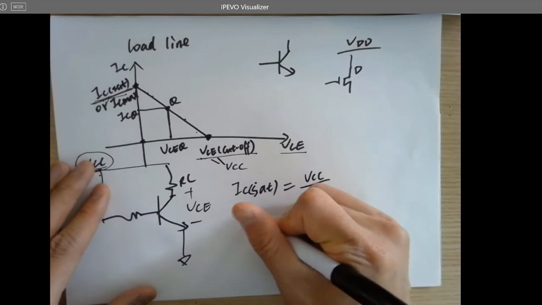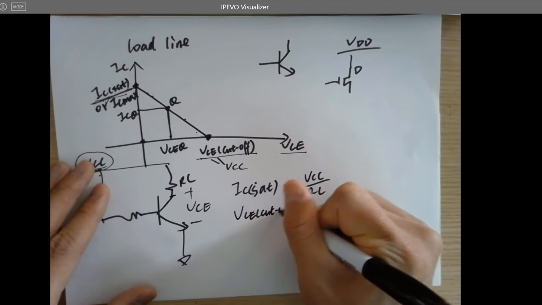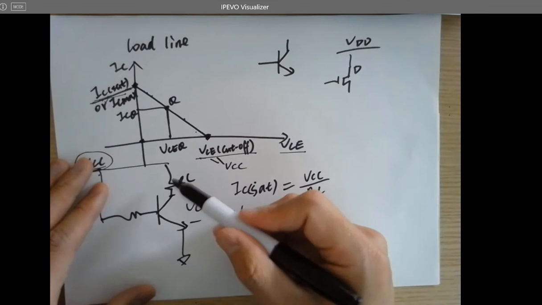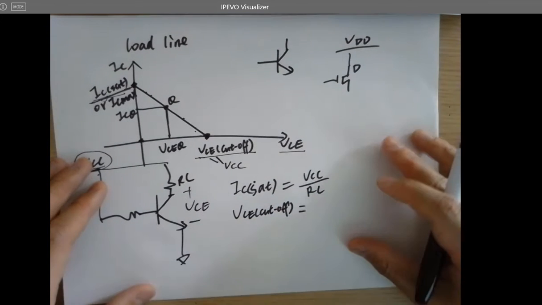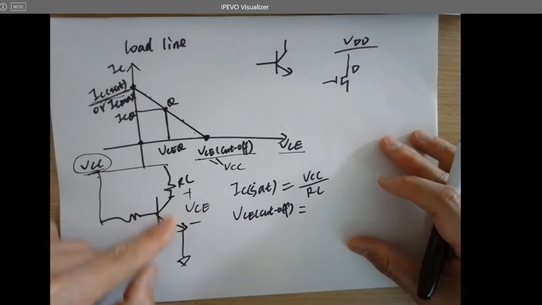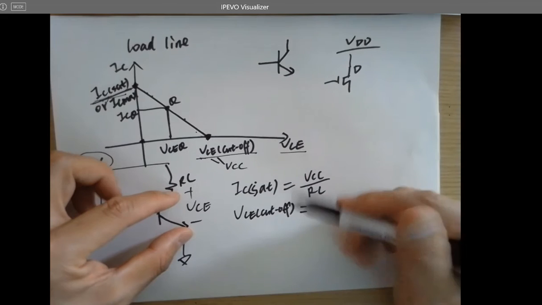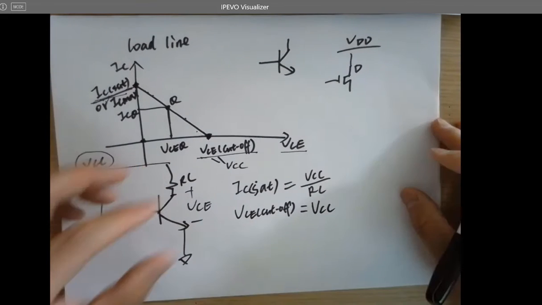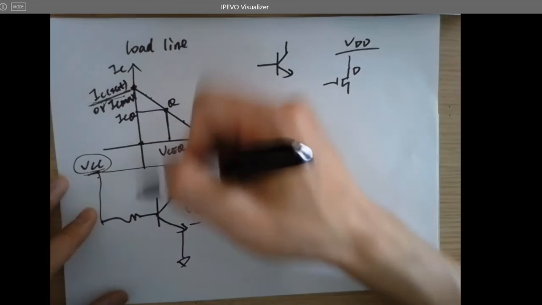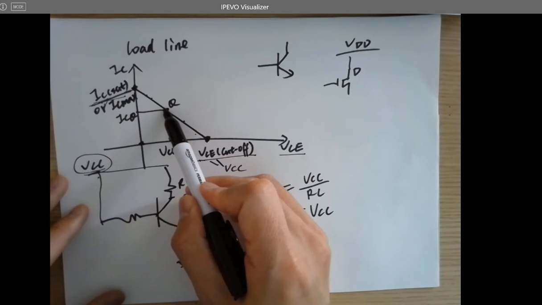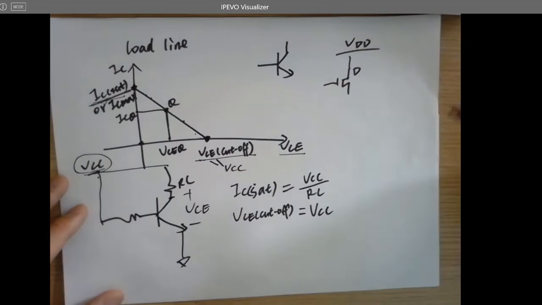And VCE cutoff, it's not open, it's totally off for the transistor. So no current and no voltage drop. VCC, VCC. Right, very simple. Just draw the coordinate and draw the load line, find the Q point, and just label it.